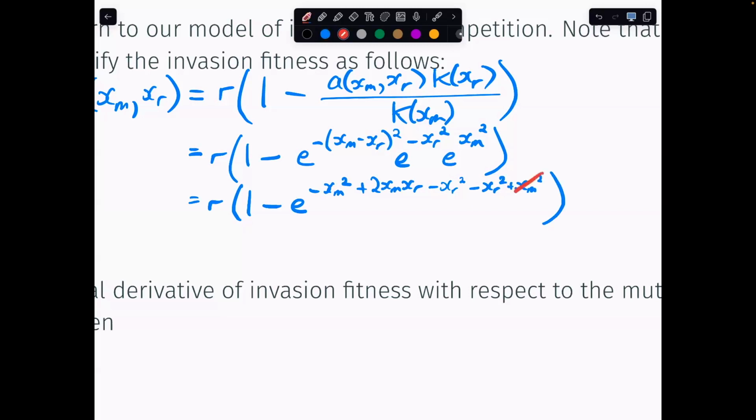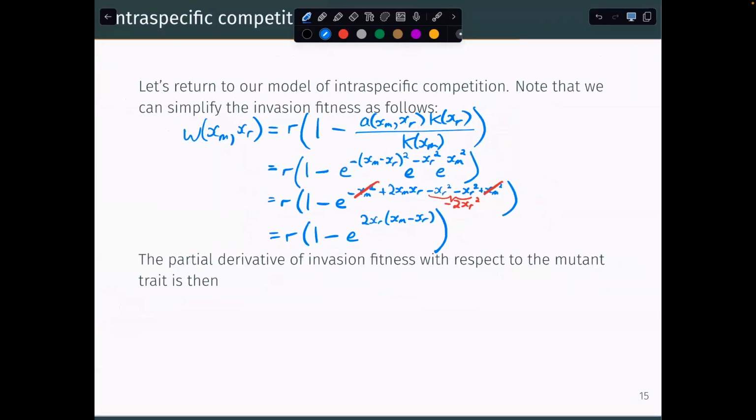So this plus xm squared and this minus xm squared are going to cancel. And then these two here are going to come together to be minus 2 xr squared. In other words, we can simplify this all down to be r times 1 minus e to the 2xr times (xm minus xr). This is just a case of substituting in the functions that we had defined right at the start for our competition and carrying capacity functions, and then combining exponentials and simplifying them, okay?